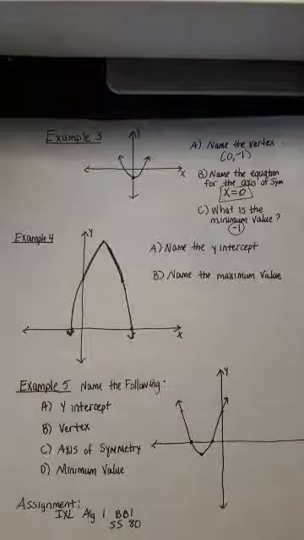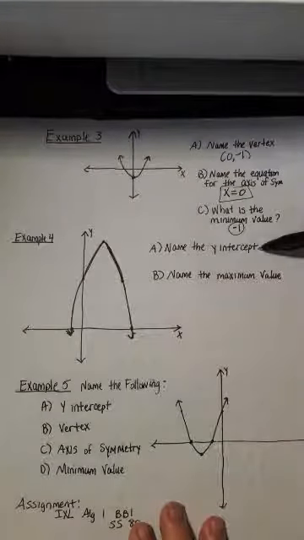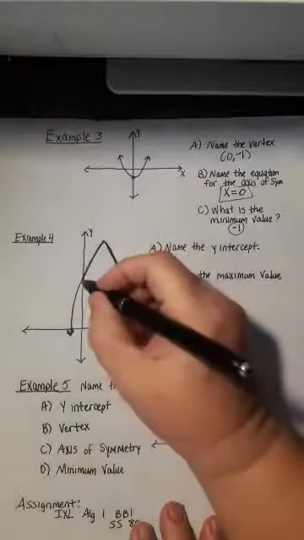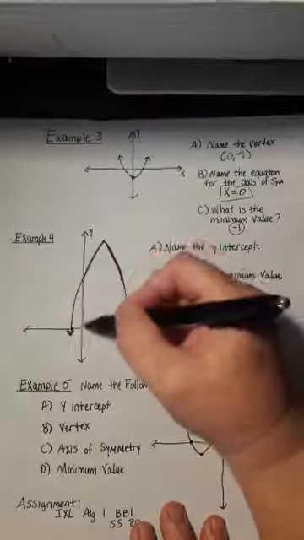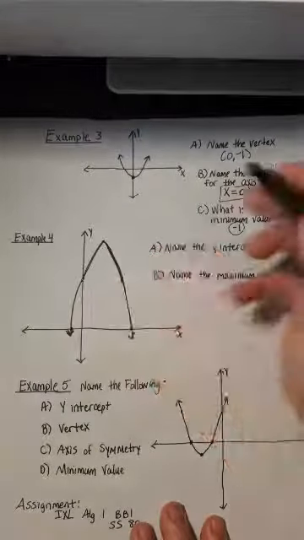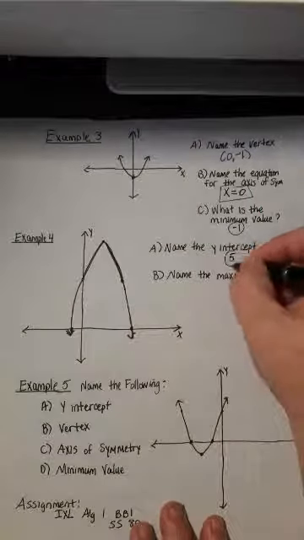First of all, it says name the y-intercept. Okay, so the y-intercept is over here on the y-axis, and that is 1, 2, 3, 4, 5. So the y-intercept is just 5.